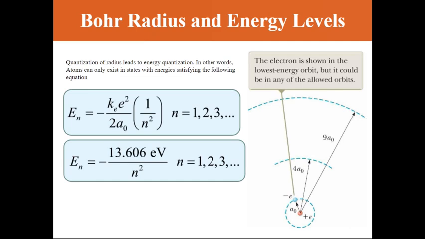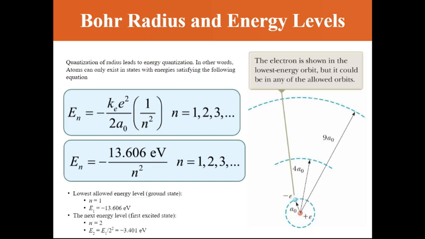So for any state n, there is a certain energy level associated with it, and thus the hydrogen atom can only have energies that satisfy the equation shown below. And on the graph on the right here, we see the different energy states and the different radii as energy increases. So n equals 1 represents the ground state, the lowest energy level possible. That has an energy of about negative 13 electron volts. The next one has an energy of negative 3 electron volts, and so on.